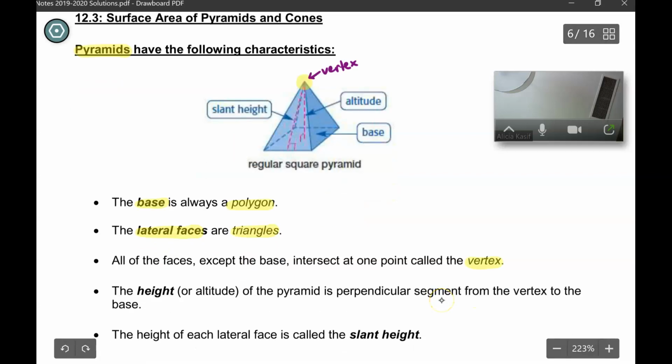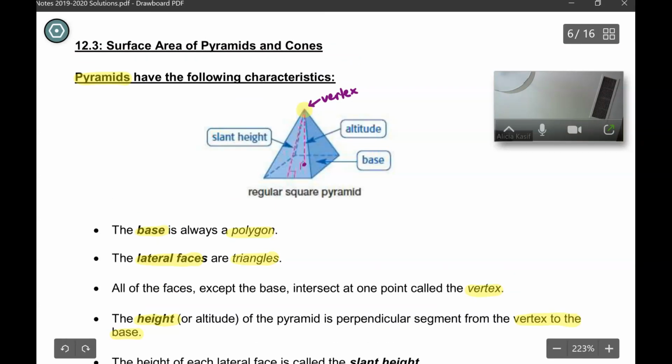The height is the distance basically from the vertex to the base. Often when you think of the height, you think of that distance that goes right through the center. Although we can have the height shown outside of the pyramid, we're thinking of taking the segment from the vertex to the base. And that height, just like with any height, has to be perpendicular to the base.